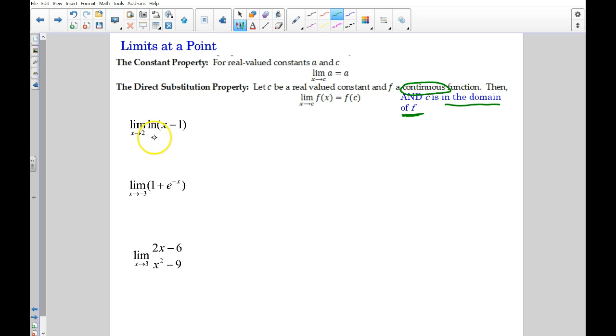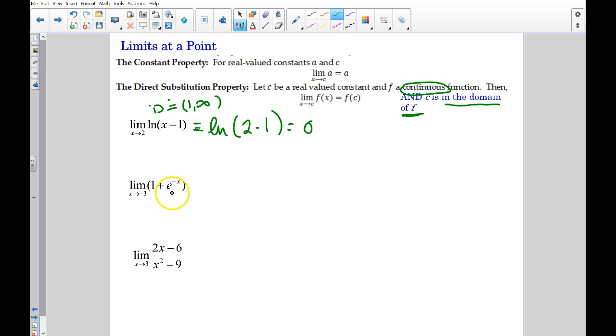First example: the limit as x approaches 2 of the natural log of x minus 1. The natural log of x minus 1 has a domain of 1 to infinity, so it is okay to put this value right into the limit. So this is equal to the natural log of 2 minus 1. Evaluating this, it would be natural log of 1, which is just 0.